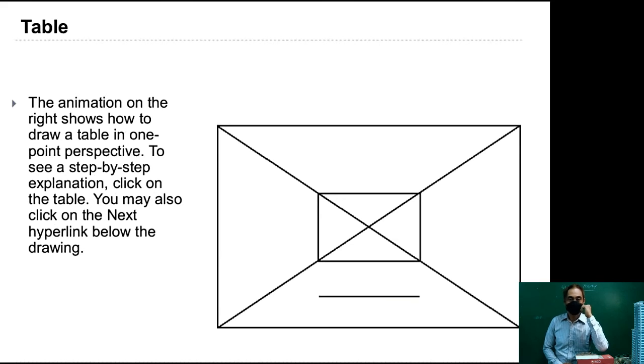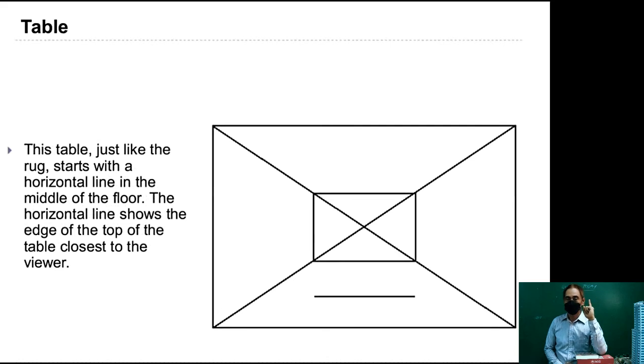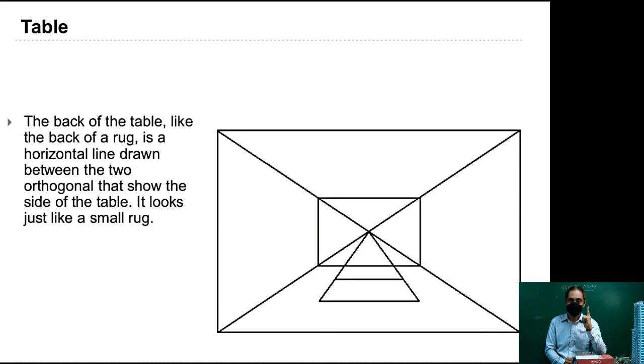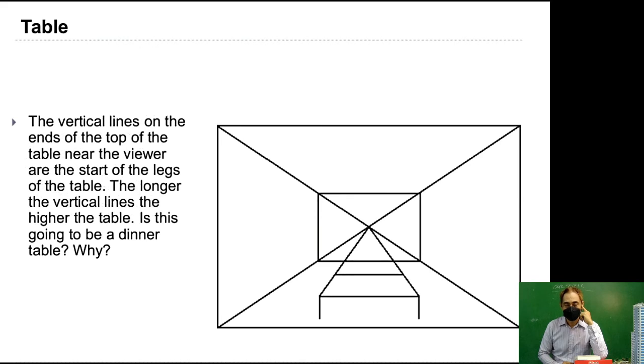The animation on the right shows how to draw a table in one-point perspective. This table, just like the rug, starts with a horizontal line in the middle of the floor. The sides of the top of the table are orthogonal lines. The back of the table, like the back of the rug, is a horizontal line drawn between the two orthogonals that show the side of the table. The vertical lines on the ends of the top of the table near the viewer are the start of the legs of the table.